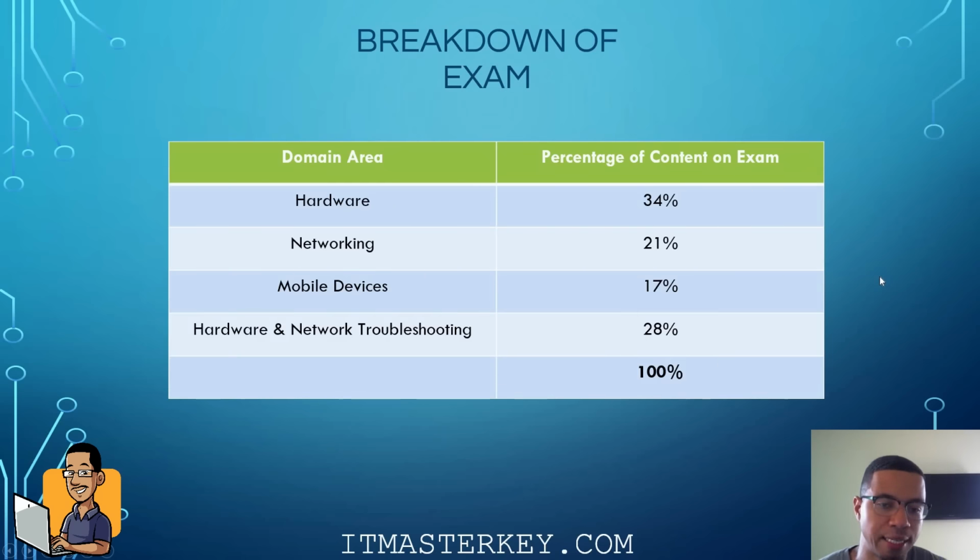All right, so this is how the test is broken down. Like I said, the test is going to be anywhere from 80 to a maximum of 100 questions. You'll never get 100 questions, though. Most students get around 80 to 85, including the simulations. So we got hardware, networking, mobile devices, and hardware and network troubleshooting. And that comes up to 100% of the exam.